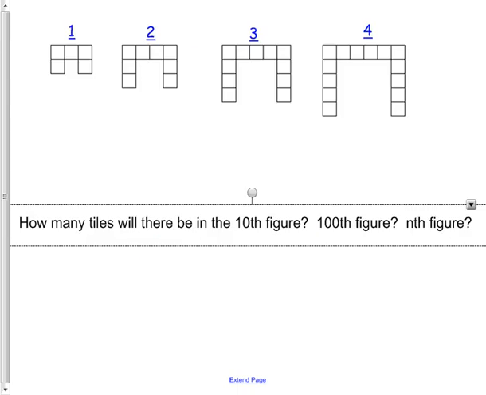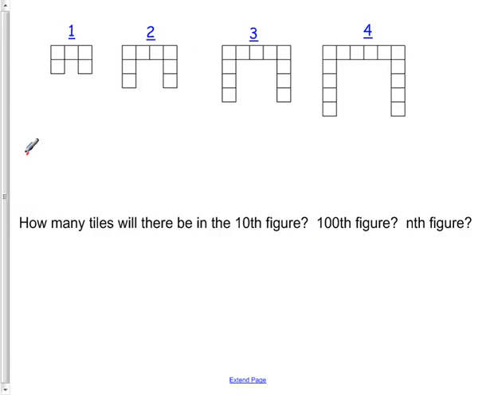Let's take a look at the second problem. This one's a little bit different. It's not nice, clean rectangles. It's these weird shapes here. So on the first one, it looks like we have 5. The second one we got 1, 2, 3, 4, 5, 6, and then 2 in the middle, so 8.